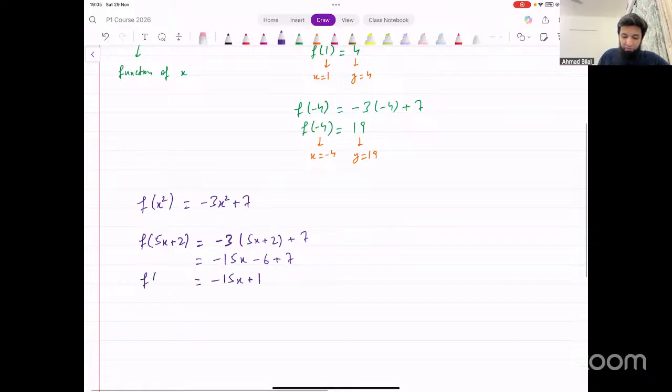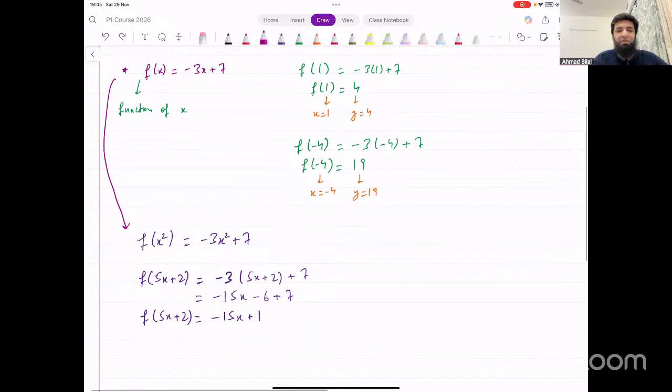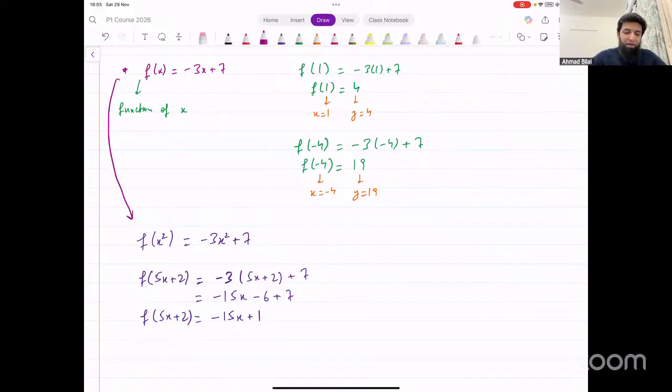So f of 5x plus 2, given that the function f is defined like this, can be written like this, minus 15x plus 1. Okay, so that's what function notation is. All right. Now, this is something that you know from O-levels as well. There's nothing new here as such. Another thing that you've done in O-levels already is how to find the inverse of a linear function. You've done that as well.